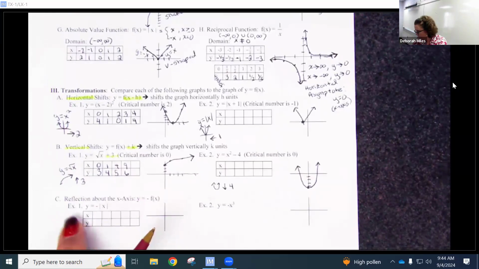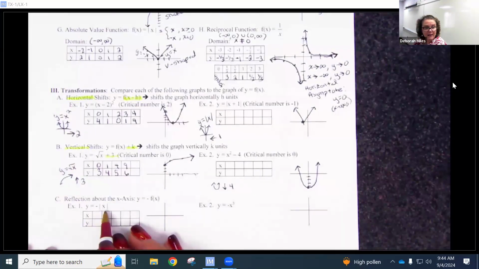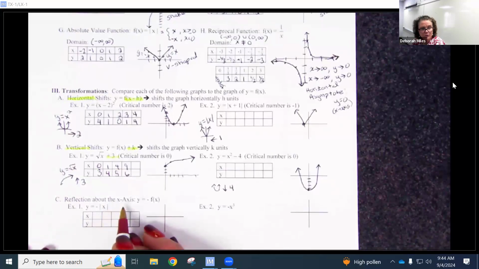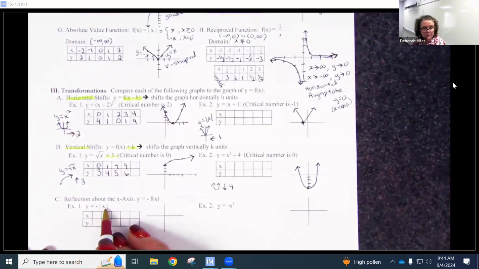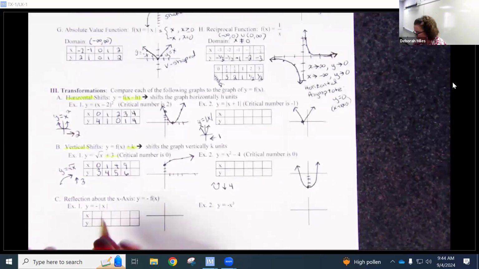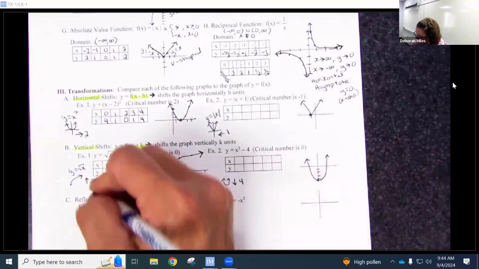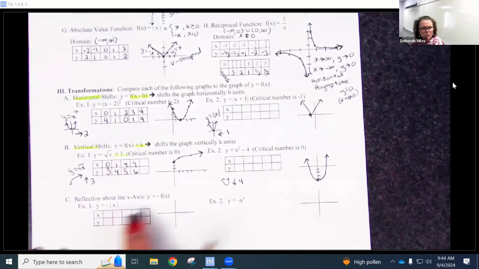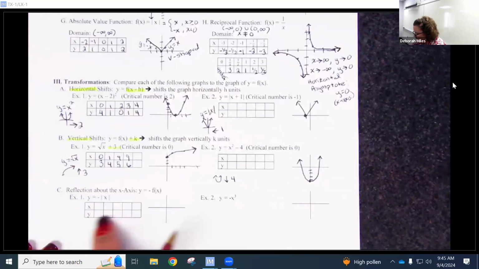For example, y equals negative absolute value of x. Nothing has been added or subtracted before you take the absolute value. Nothing has been added or subtracted after you take the absolute value. So this V shape still turns around at (0, 0). There's no horizontal shift or vertical shift. What that -1 does, we'll do one XY chart.